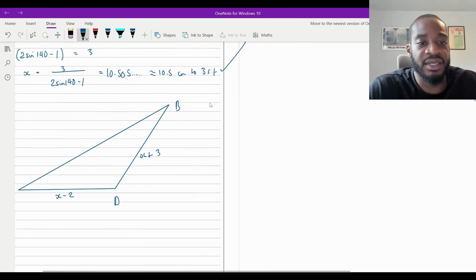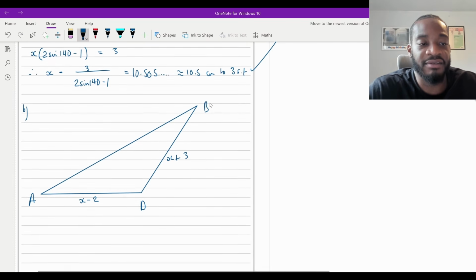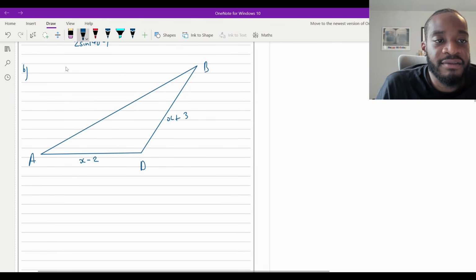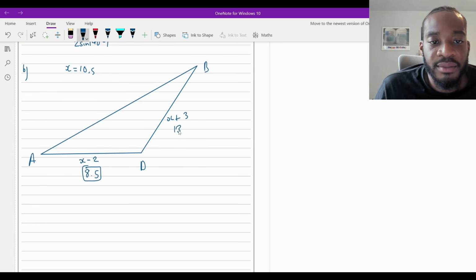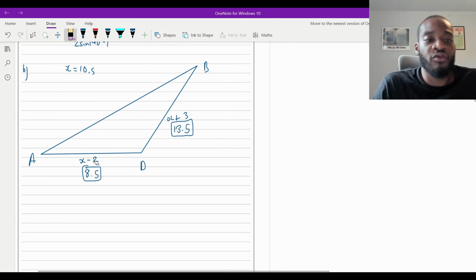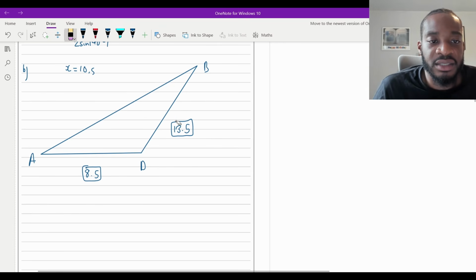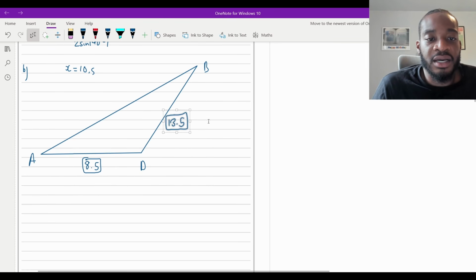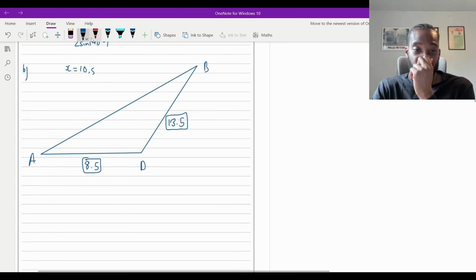Now we're trying to figure out what A to B is. We now know what X is. X is 10.5, isn't it? So if X is 10.5, then X minus 2 is going to be 10.5 take away 2, which is 8.5, like that. And then this one's going to be 10.5 plus 3, which is 13.5, like that. So let me put this in the box because the other one's in the box as well. So that means I can remove these because I actually know what X is and put those there. Now we're trying to figure out what A to B is.